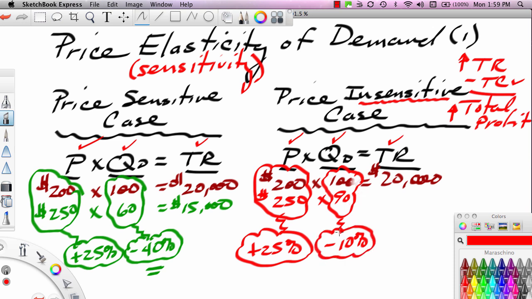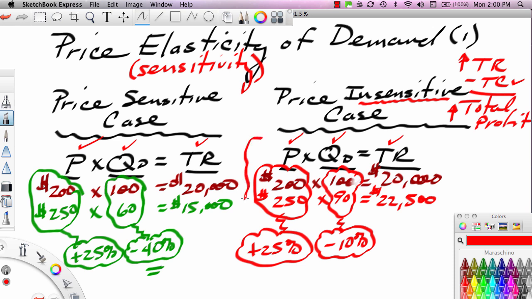Well, buyers here are relatively insensitive to the price increase. They're not responding a lot to it. Guess what happens? Total revenues actually increase to $22,500. The point is, if I raise my price and my buyers don't respond much to that price increase, my revenues are actually going to increase.